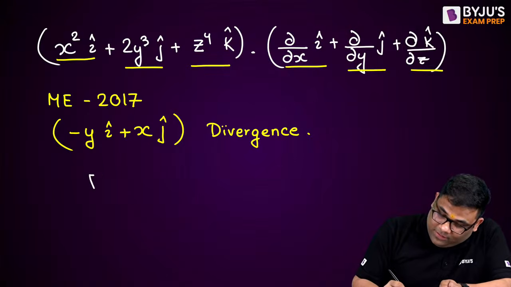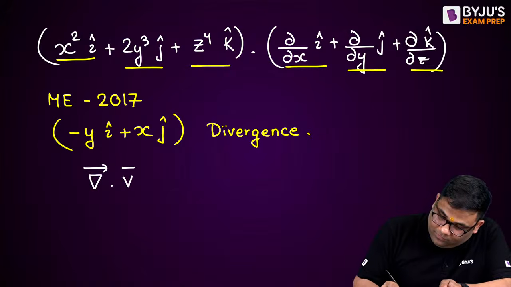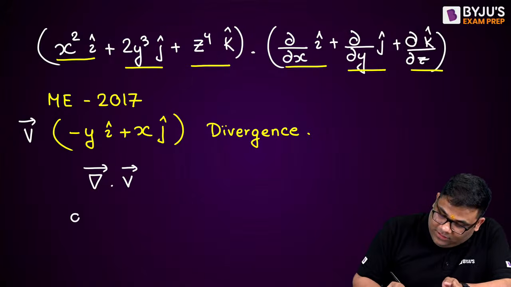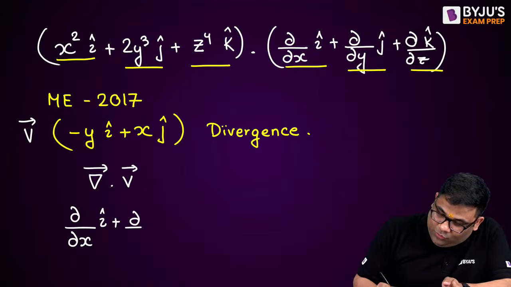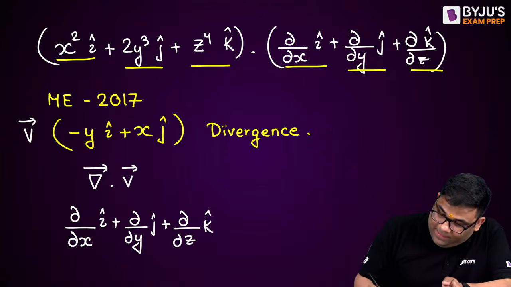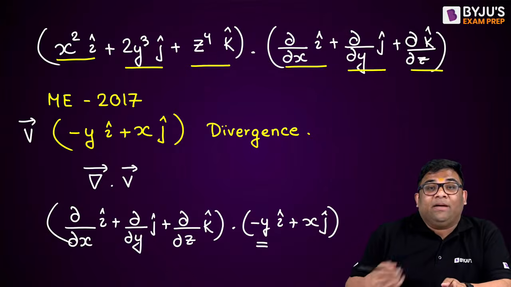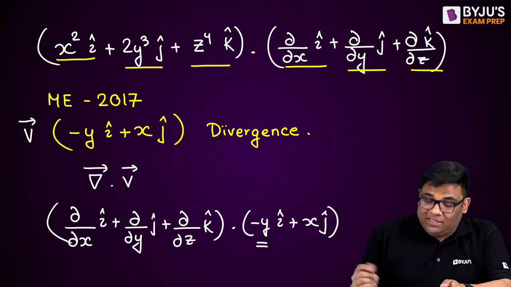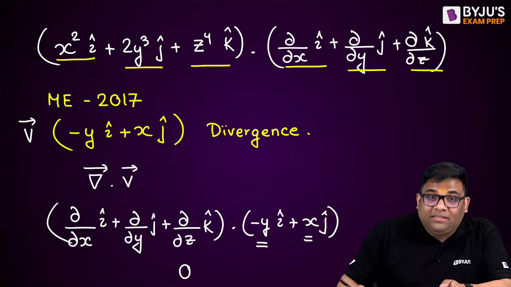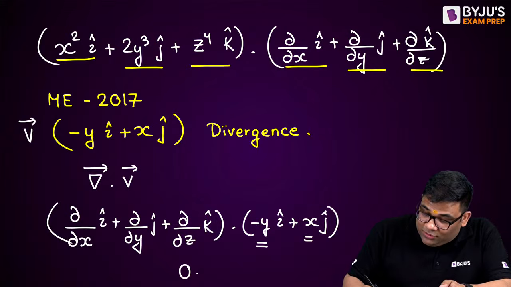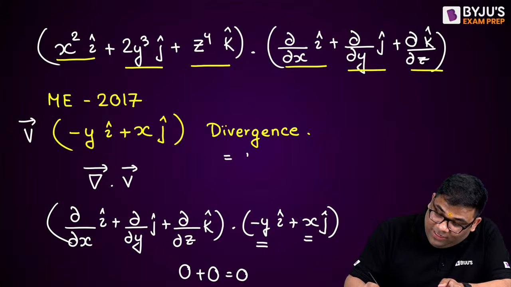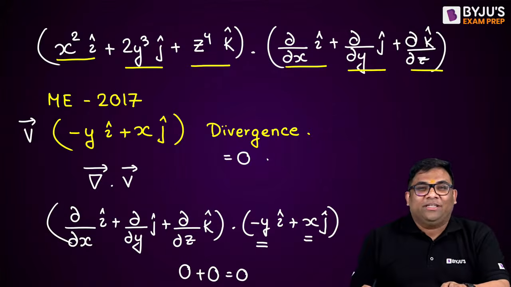See, do this. Right? So this is what? Dou of dou x of i cap plus dou of dou y of j cap plus dou of dou z of k cap, dot product with minus y i cap plus x j cap. That means you will differentiate this with respect to x. Partial differentiation of this with respect to x will be 0. And partial differentiation of this with respect to y will be 0. So the answer is straight 0. So divergence is straight 0 here. Very easy question.